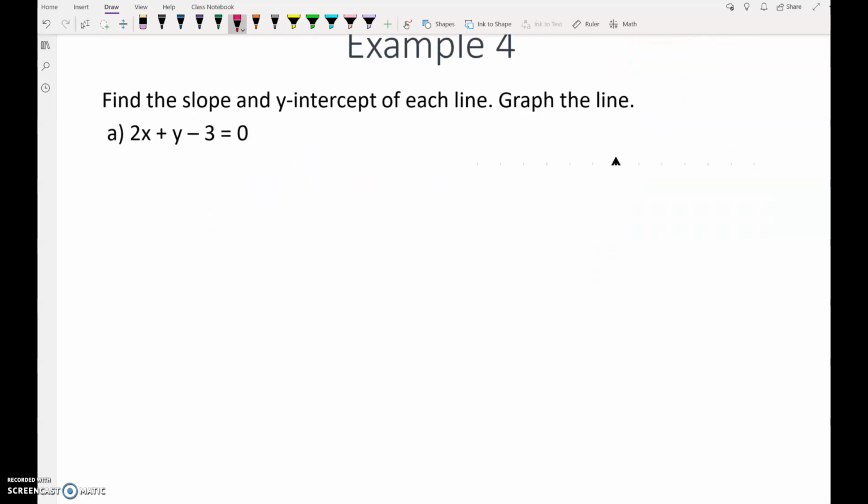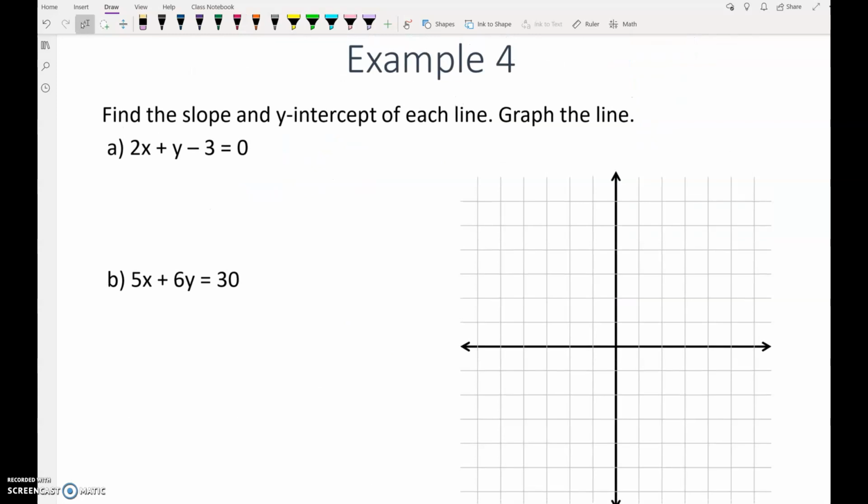So last example, this is more like what you're going to see on your assignment. The equations are not in slope-intercept form. So first you have to get them into slope-intercept form and then identify the slope and the y-intercept. What should we do in A to get y by itself? Really the shortcut is to subtract y on both sides, because then you have 2x minus 3 equals negative y. To get rid of the negative in front of your y, you divide everything by negative 1, which really just takes the opposite of every single term.